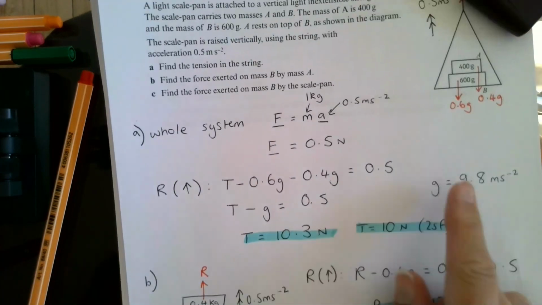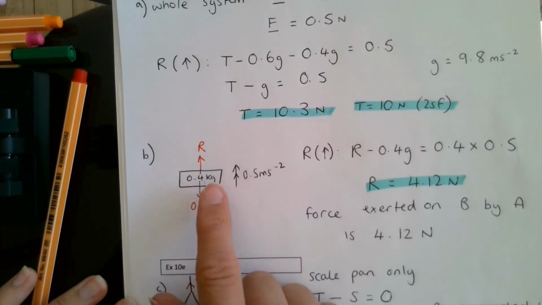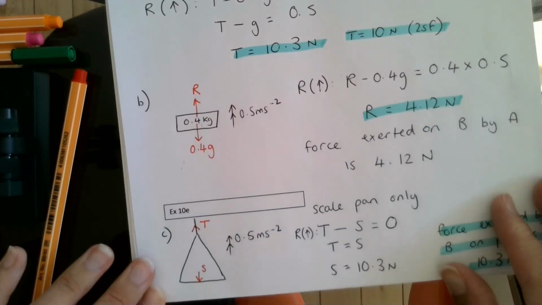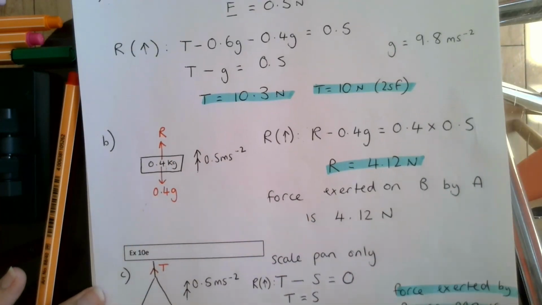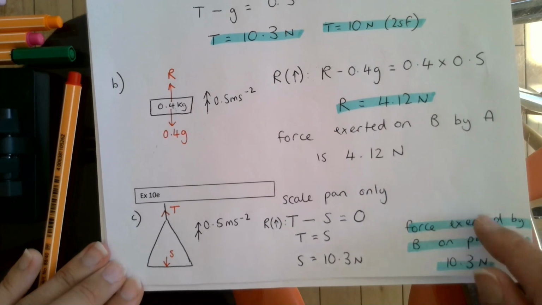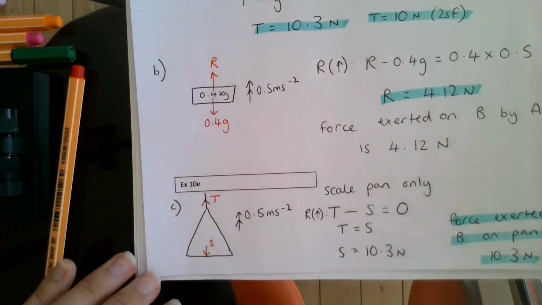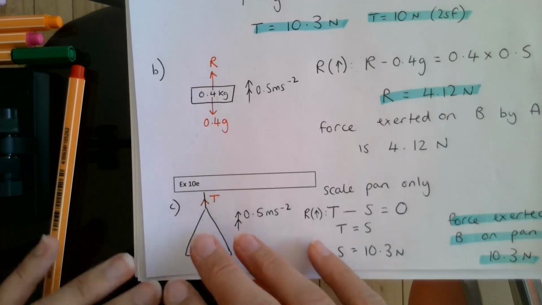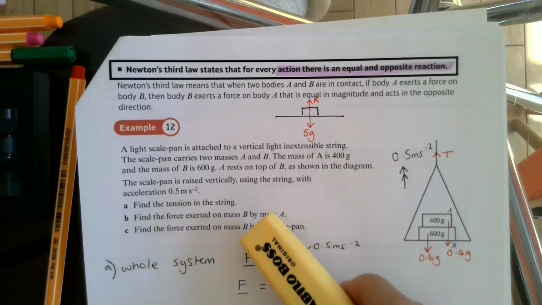So for that third one, for part A, we looked at the whole system. For part B, we looked at just one of those masses, and for part C, we looked at just the scale pan. So that's demonstrating how we can look at either the whole system or the different particles involved to solve some of those problems. Okay, you should be able to have a good go now at exercise 10E. That includes using either the whole system or looking at particles, and Newton's third law about every action having an equal and opposite reaction.